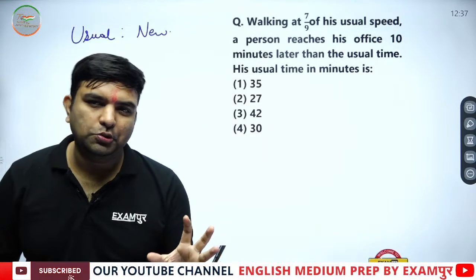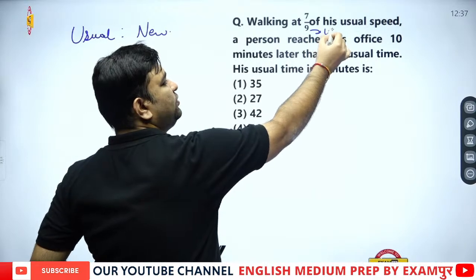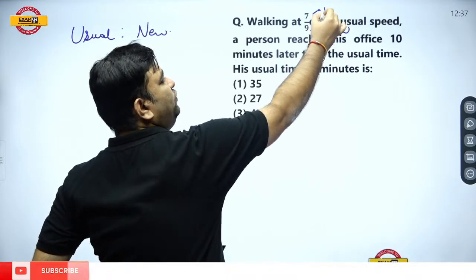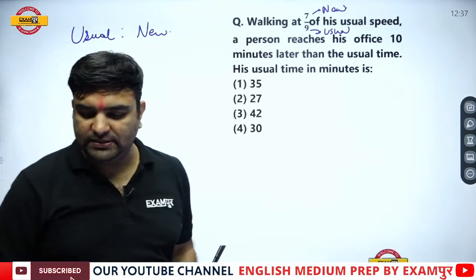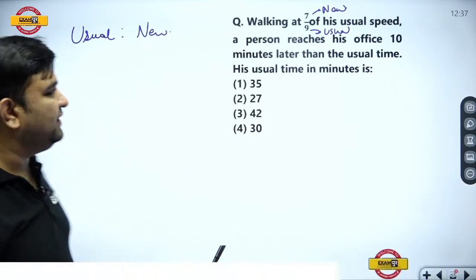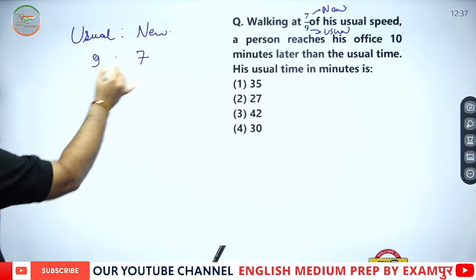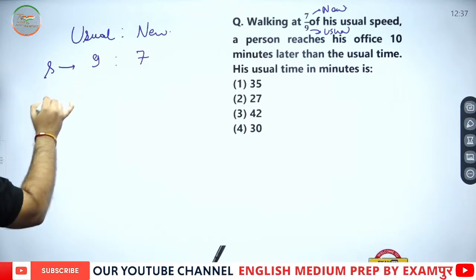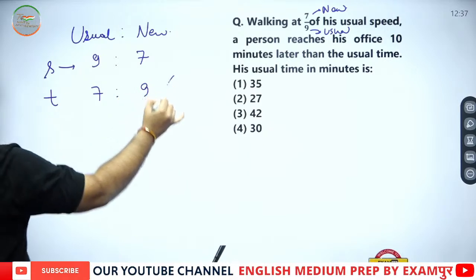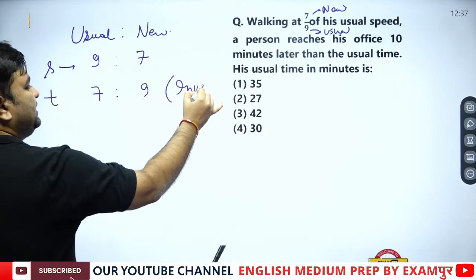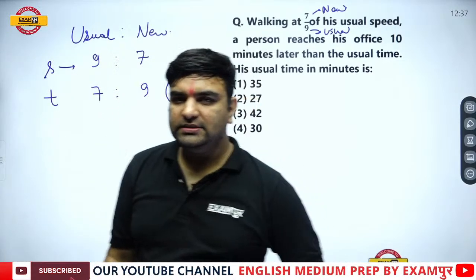Can I take usual as 9? This is your usual and this is your 9. However, if you are not able to digest it, I can explain stepwise as well. So usual is 9, new is 7. Time taken would be in the inverse ratio, as the distance is same.